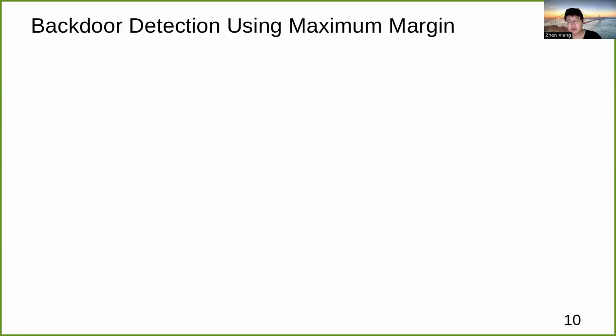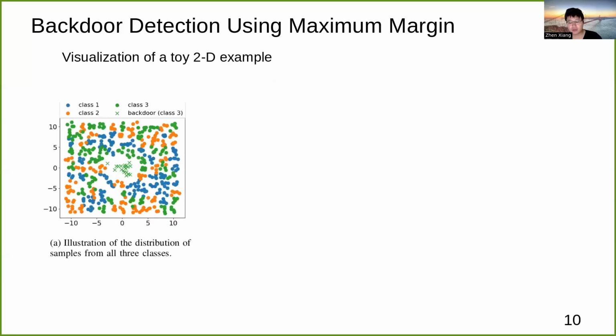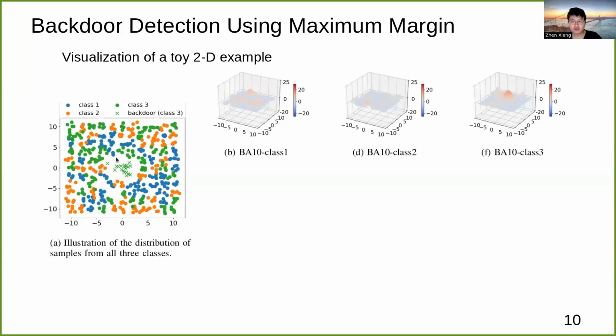Before going to the experiments, let's take a look at a toy example in 2D to better understand the max margin statistic. Here we have training examples from 3 classes in a 2-dimensional space. We have some inserted backdoor training examples represented by the green crosses, with the target class being class 3. Now we plot the margin function for each of the 3 classes, and we observe that the maximum of the margin function for class 3 is much larger than for the other 2 classes.